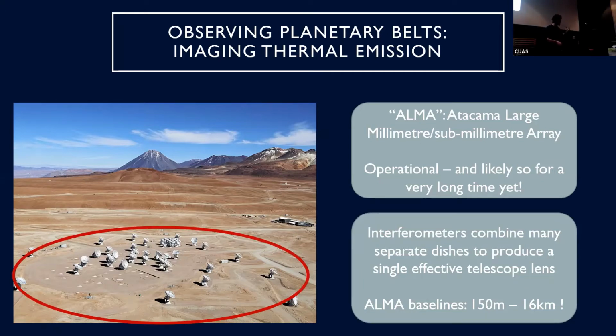It's got 66 dishes, and what it effectively does is create a telescope which is as big as the area on the ground that it would cover. So you can imagine this red ring as being one giant telescope that's had loads of holes punched out of it. And that's kind of how this interferometer works. So the bigger the telescope you have, the finer the resolution that it can actually see with. So what this means is this has the resolution of a telescope that could be 150 meters or even 16 kilometers. Okay, and that's actually enormous, right?